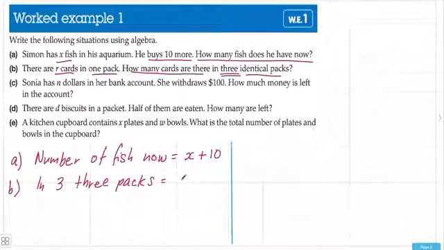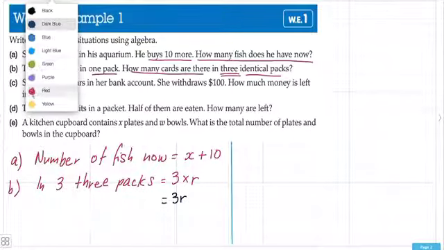Now we know that we have R cards in one pack. We have 3 packs of R cards. And remember that nice thing we can do with algebra, instead of having to write the multiply sign, you can actually remove the multiply sign and write it just like that. So as 3R, 3 lots of R.